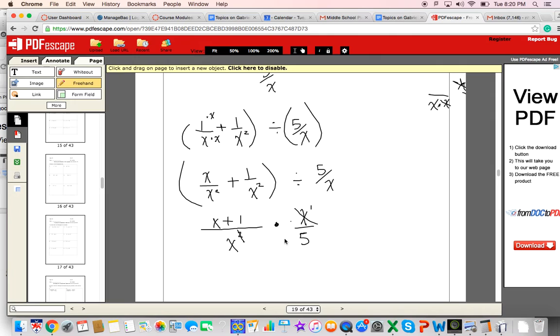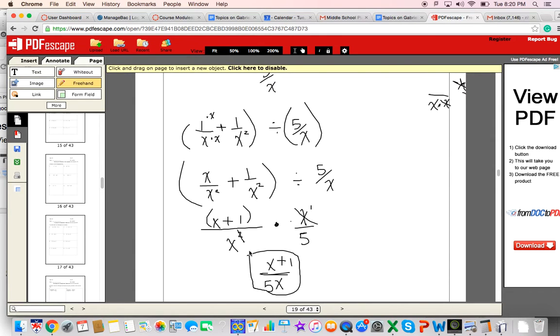All right, so now we have everything as simplified as it can get. Remember, we cannot cross off that x with that x because together x plus 1 is one term. We cannot take it away from there. All right, so we have now x plus 1 over x times 5. I'm just going to say times 5 there because that's just a coefficient, and that's the answer.